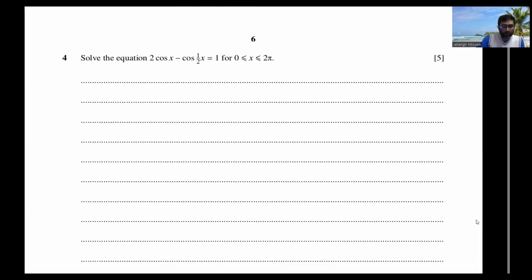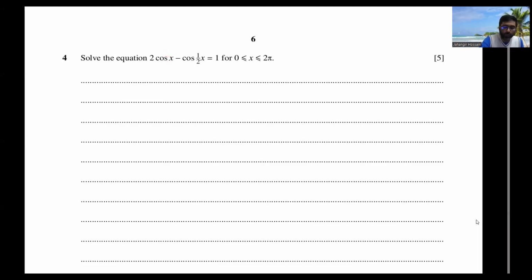You have to solve this trigonometric equation: 2 cos x minus cos x by 2 equal to 1. So what are the key points here? The important point here is the angle. The first cos has an angle of x, the second one has an angle of x by 2. The angles are different. So what we do, we resolve this cos x into cos x by 2.